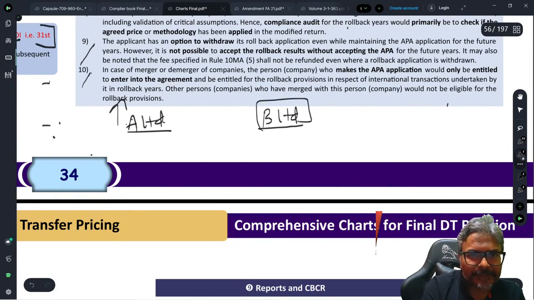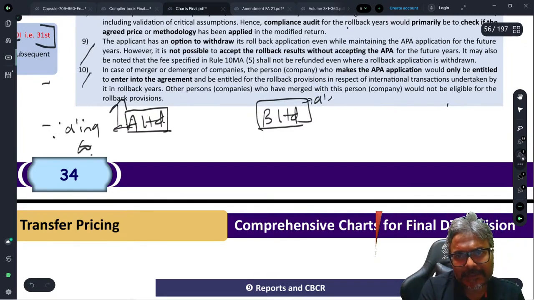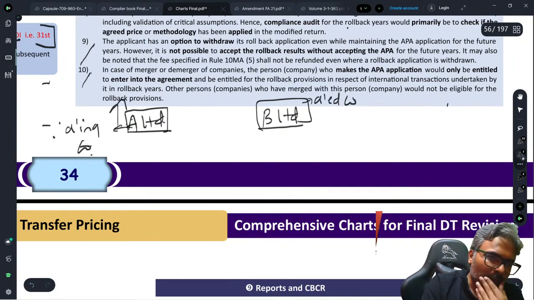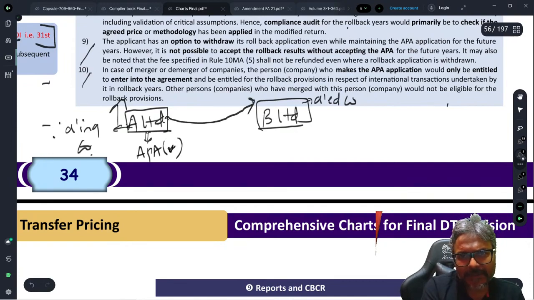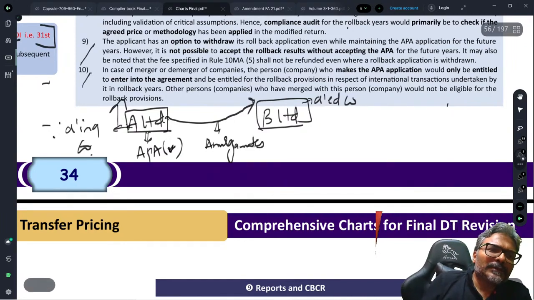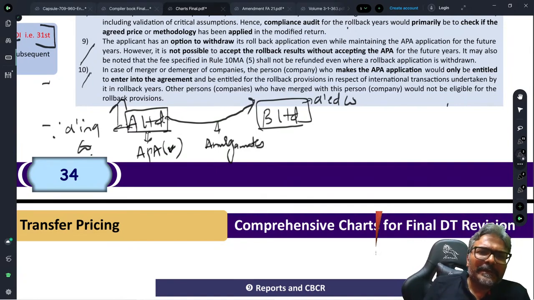A Limited and B Limited. Now, A Limited, students, is the amalgamating company. B Limited is the amalgamated company. A Limited has taken the APA. After that, they amalgamate with B Limited. So, obviously, when it amalgamates with B Limited, A Limited will lose its existence.